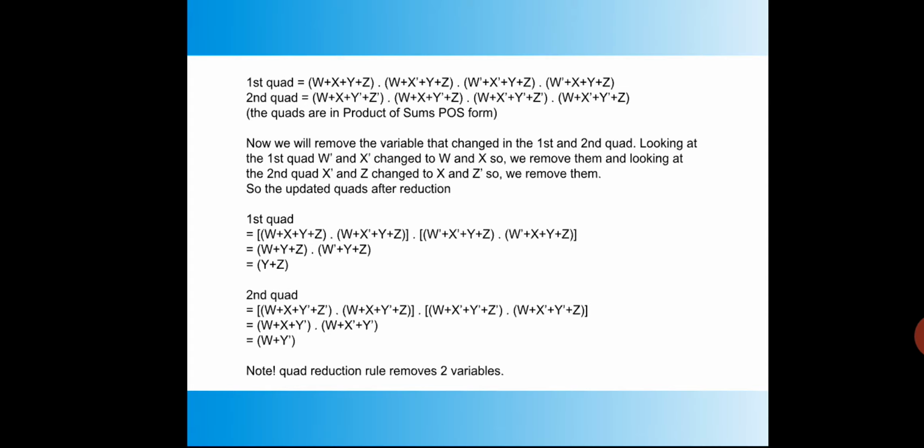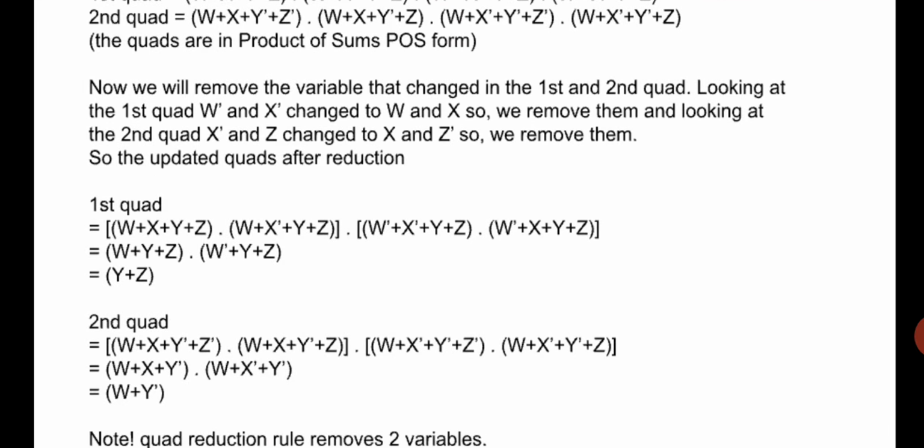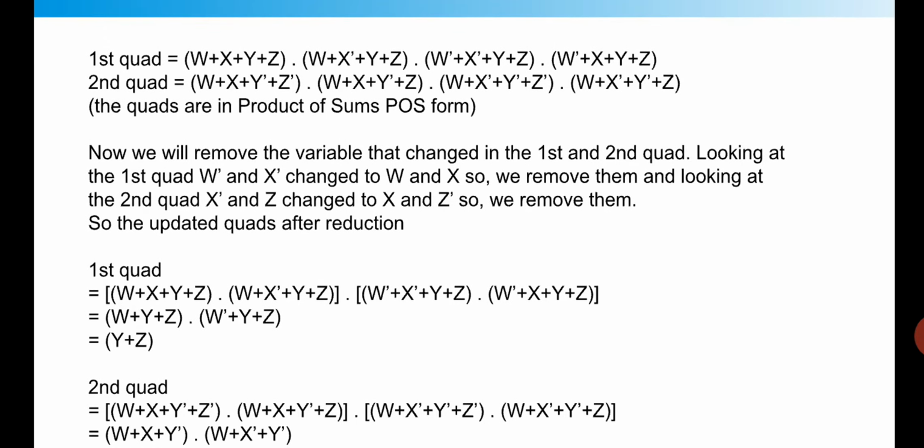Now once you are done with this, we will see what to remove and how to remove. Now we will remove the variables that changed in the first and second quad. So what are the variables which have changed in the first and second quad? Look at the first quad: w dash and x dash have changed to w and x, so we will remove them. In the second quad, x dash and z changed to x and z dash, completely opposite.